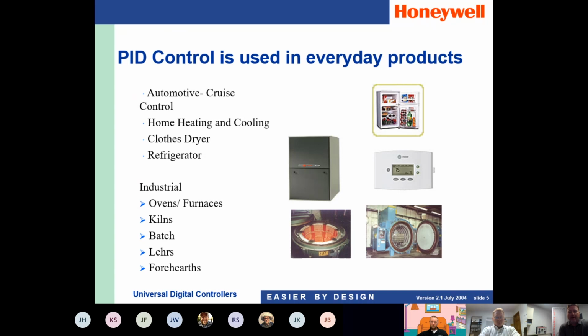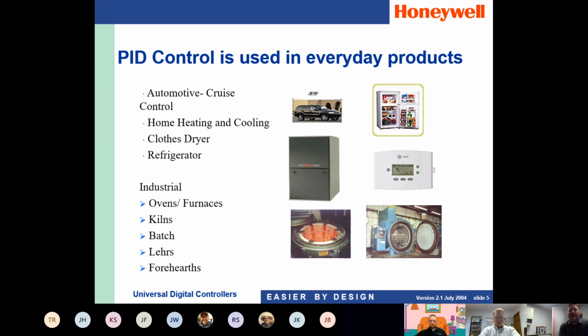PID control is used in everyday products. So for example, it can be your home heating and cooling system. Your controller would be your thermostat, and your thermostat has a temperature sensor hooked up to it. It also has an output to an on-off gas valve that's providing gas to a burner that turns it on and off. Or it could be up to your cooling system, which turns your air conditioning on and off. That's a very, very basic form of PID control. Your refrigerator, your stove, even your clothes dryer has a very simple form of on-off PID control.